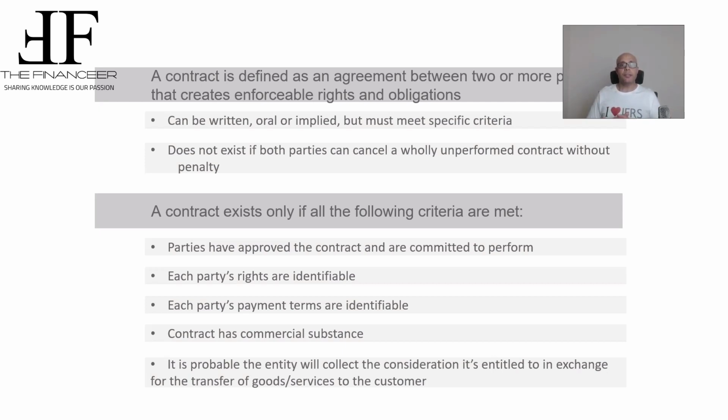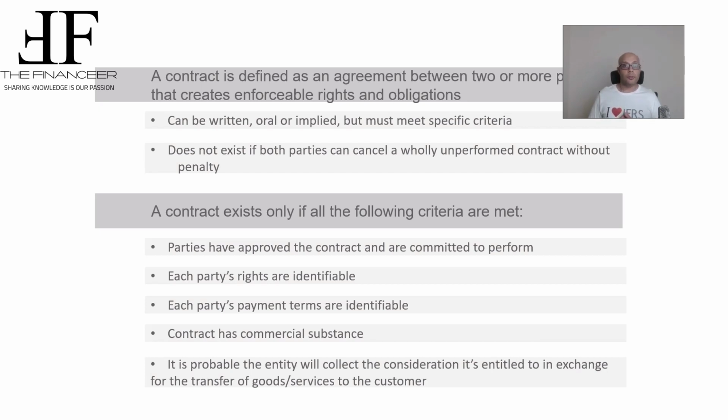Condition number 4 is that the contract must have commercial substance for both parties. Let's take an example. The company is going to receive cash. This cash is going to impact the cash position, and the company is going to recognize revenue. So the financial performance of the company will be impacted. This is the meaning of commercial substance. And on the other side as well, the customer is going to pay cash, so their financial position and cash position will be impacted. That's the meaning of commercial substance, and this is one of the examples of commercial substance.